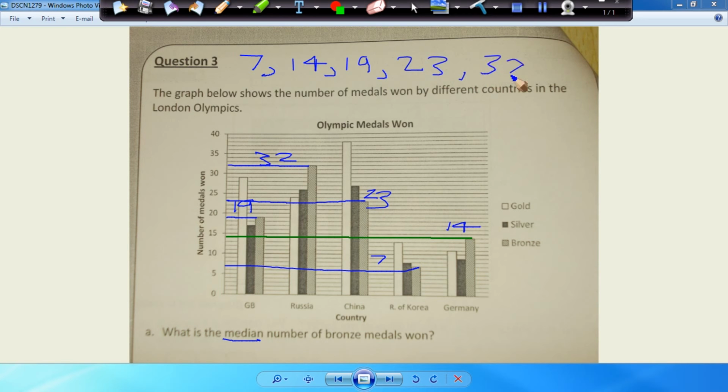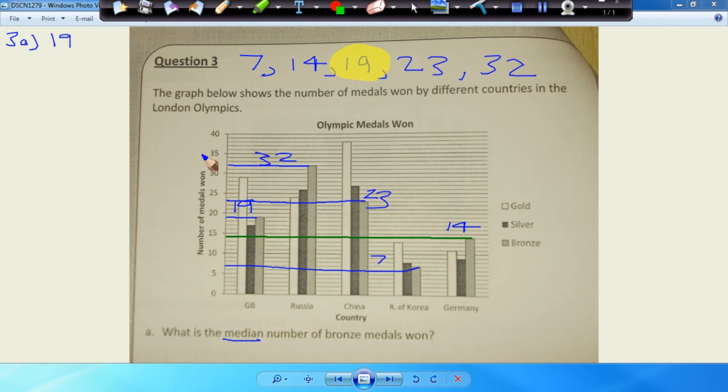So how many values do you have altogether? 5. 5 values. And you want the middle value? 19. Yes, so 19 is the median. So the question, what is the median number of bronze medals? The answer will be 19. So question 3A, the answer up here is 19.